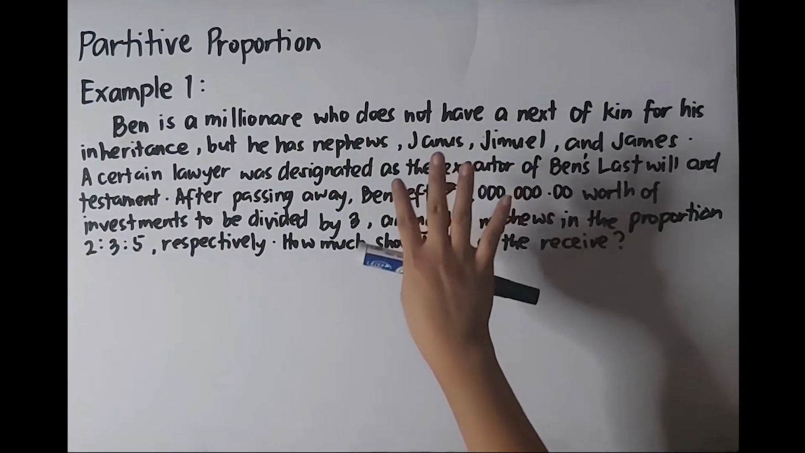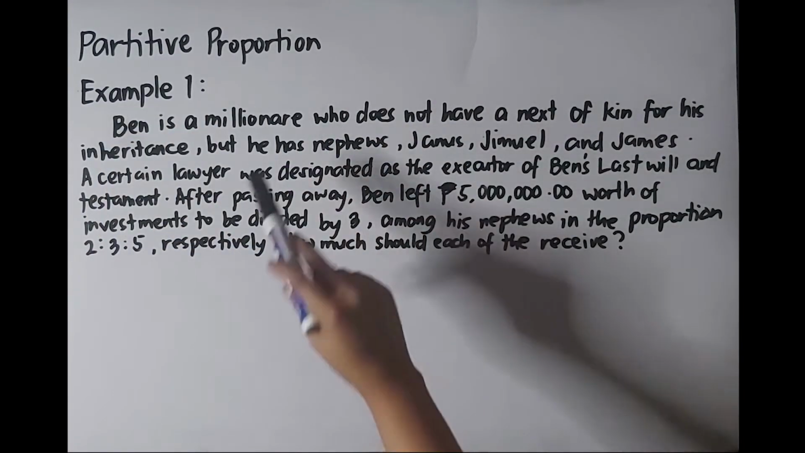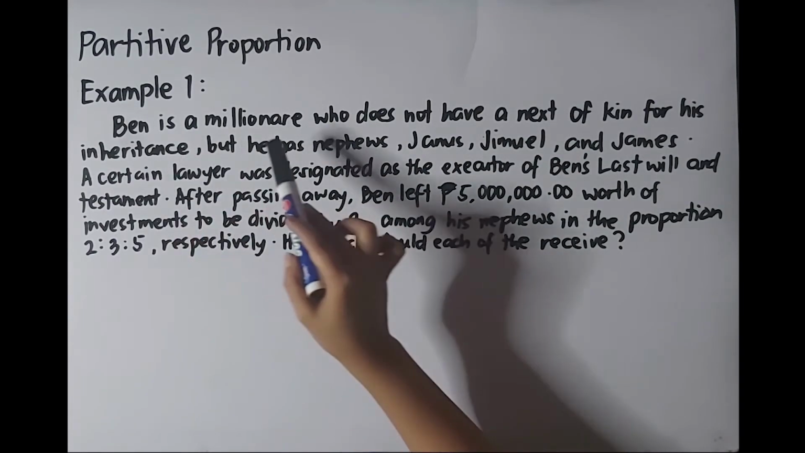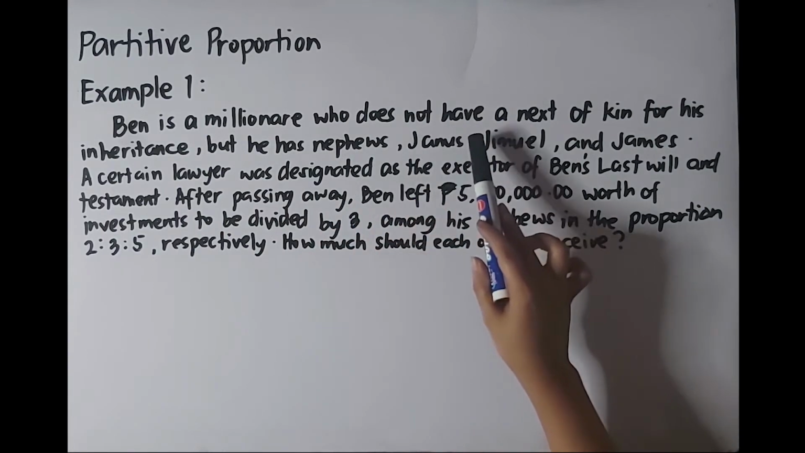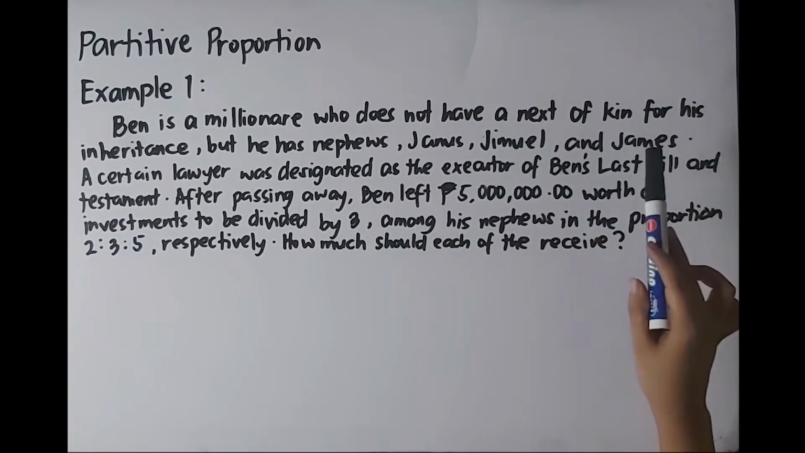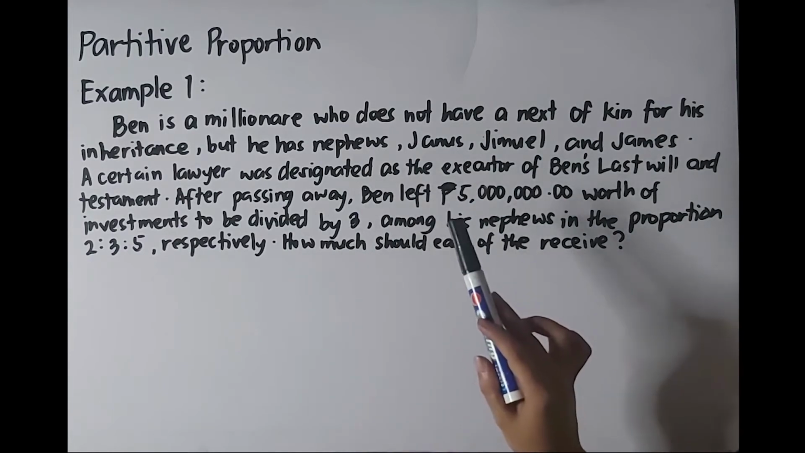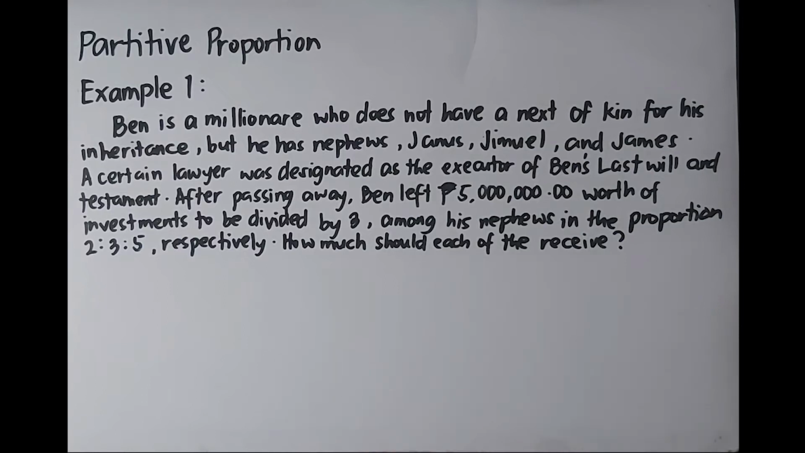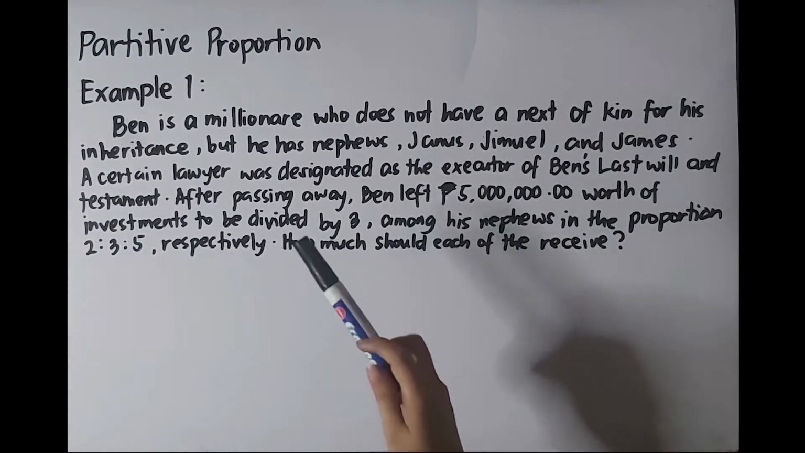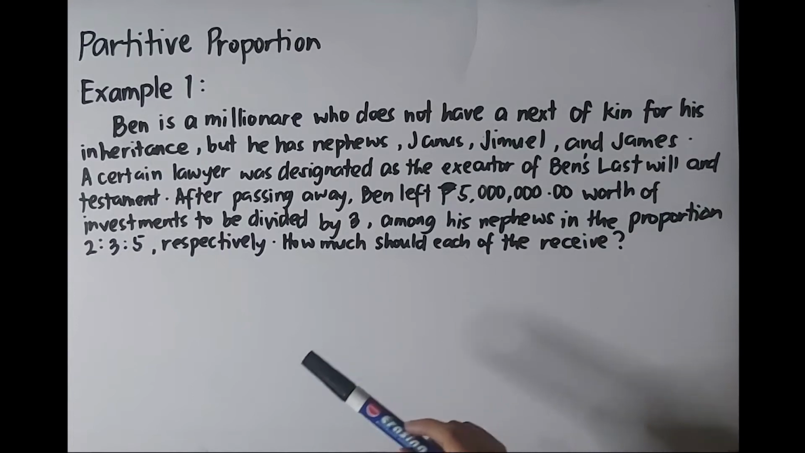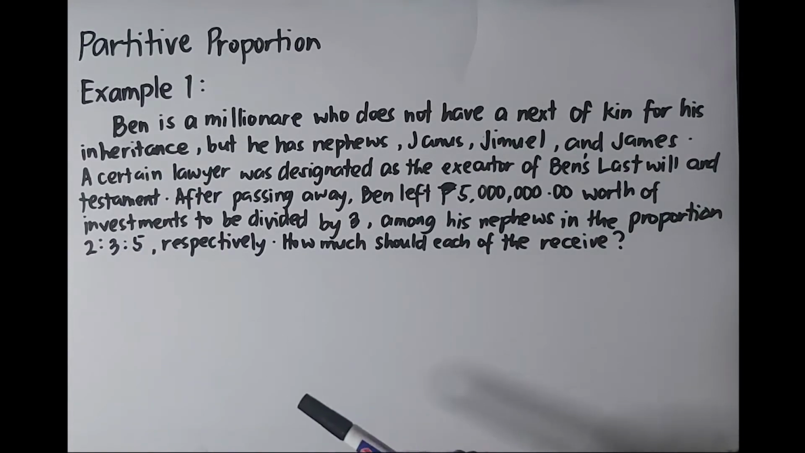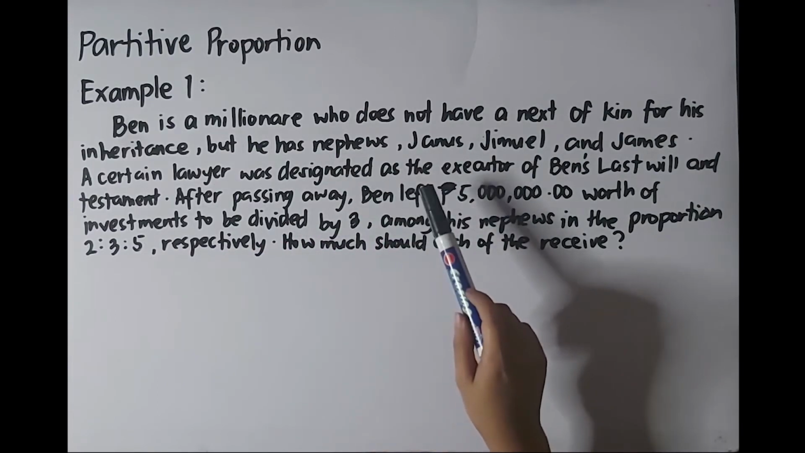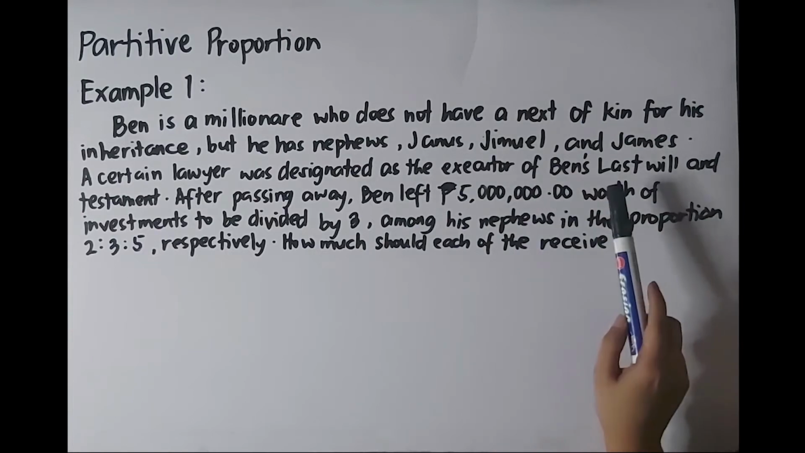The last kind of proportion we have is the partitive. And this is the first example problem. Ben is a millionaire who does not have a next of kin for his inheritance, meaning he doesn't have sons or daughters, kids who can inherit his property or his left money, left investment. But he has nephews, namely Janus, Jimwell, and James.